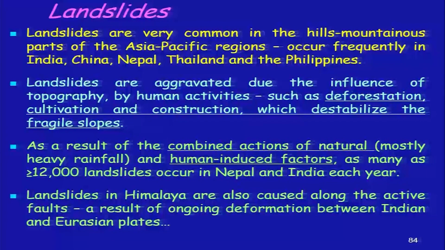So, landslides in Himalayas are also caused along active faults. This is what I was talking about. When we say active faults, we mean they are capable of triggering an earthquake, or they are the places where surface displacement will result. This is because of the ongoing deformation between the Indian and Eurasian plates.